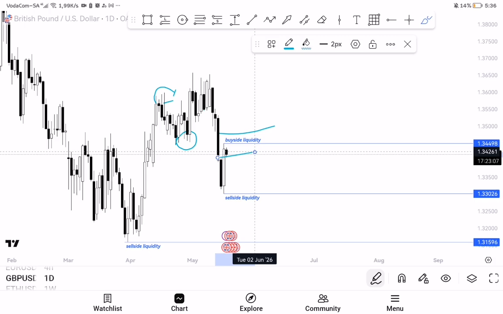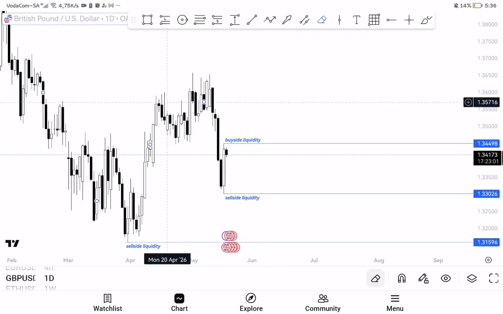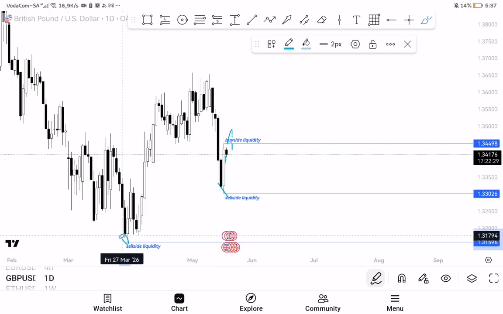Preferably what I would like to see is I would like to see this day or tomorrow. I want to see it collect this liquidity and then closing inside this big candle, this one. So I want to see a CRT formation forming inside this gap. Then I will know that price is likely to sell to that sell side here, or even eventually here. Yeah, so that's it in a nutshell.